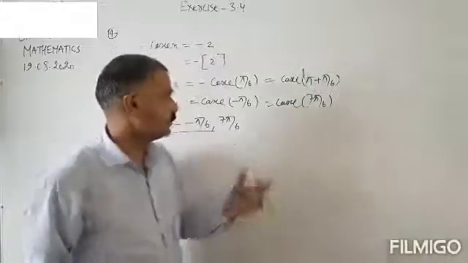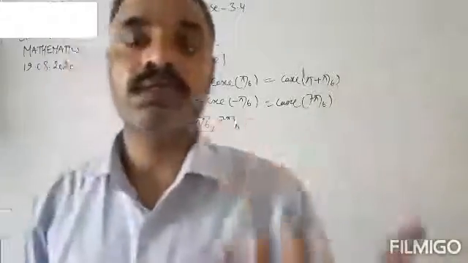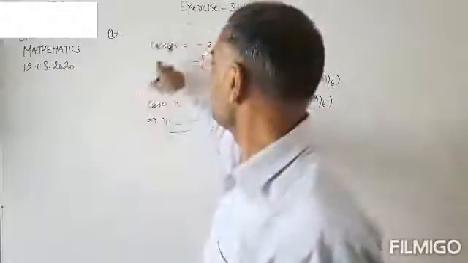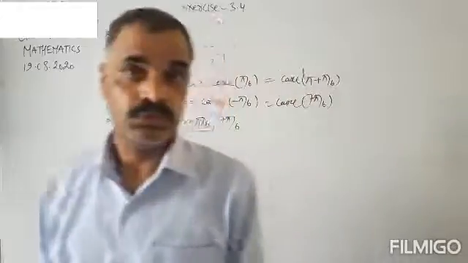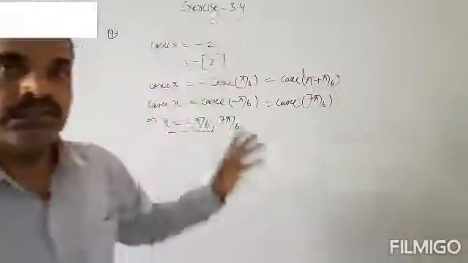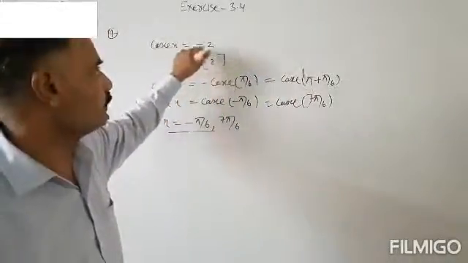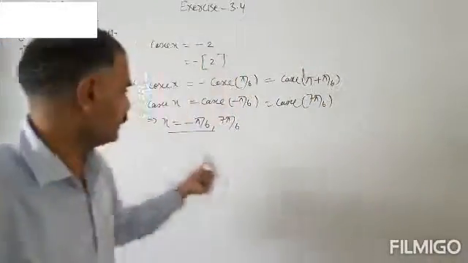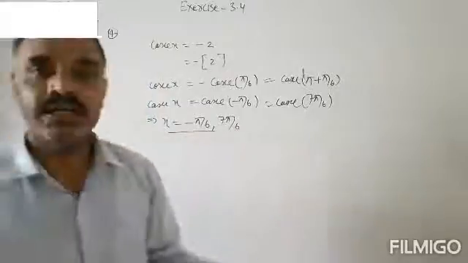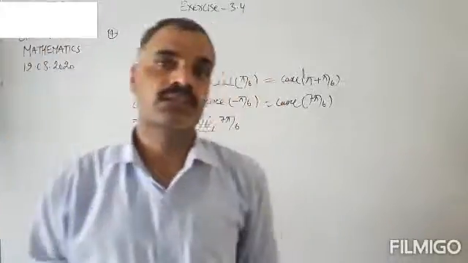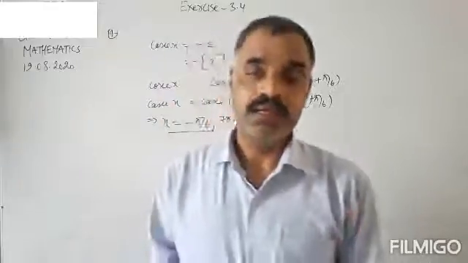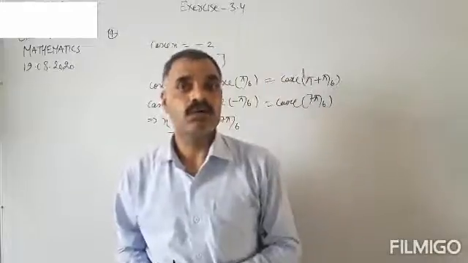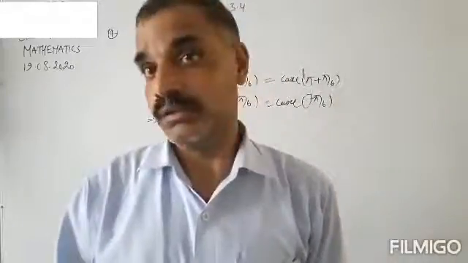So there are two particular solutions of the given trigonometric equation cosec x is equal to minus 2, that is x equals minus pi by 6 and x equals 7 pi by 6. In this way we can find the particular solution of the given trigonometric equation.